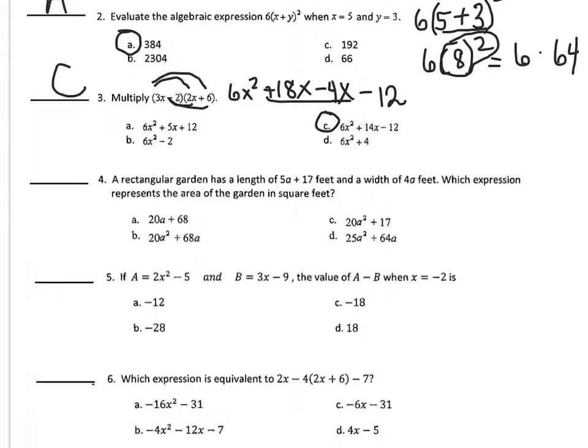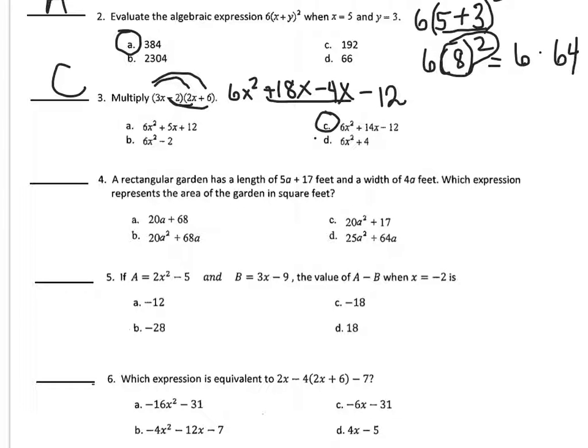A lot of people just did 3x times 2x, which is 6x squared, and did negative 2 times 6, which is negative 12. A lot of kids did 3x times 2x, which is 6x squared, and then did 6 minus 2, which is 4, and got choice C. So be careful when you're multiplying binomials, you have to double distribute.